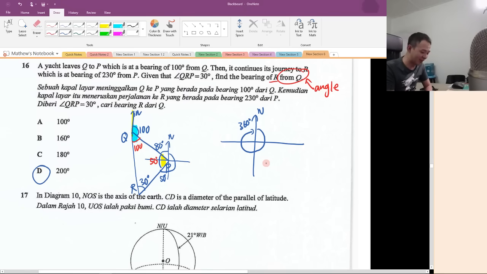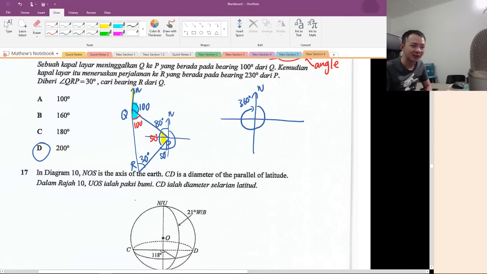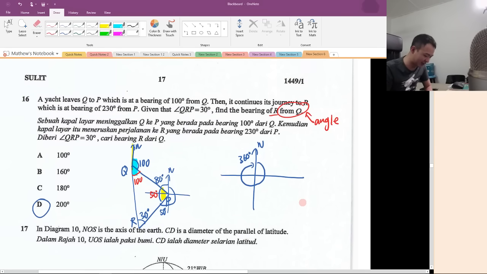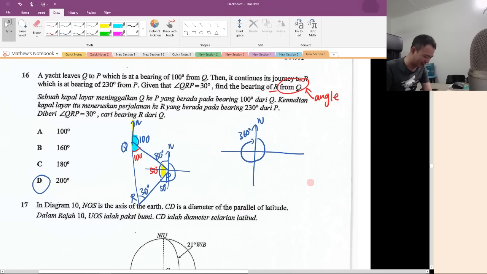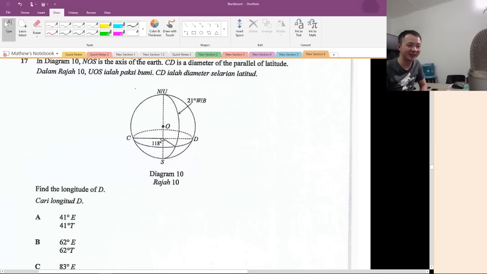Why 360 minus 74? I don't get 360 minus 74. I'm not sure which part you are looking at. So let me move on to the question 17 here.